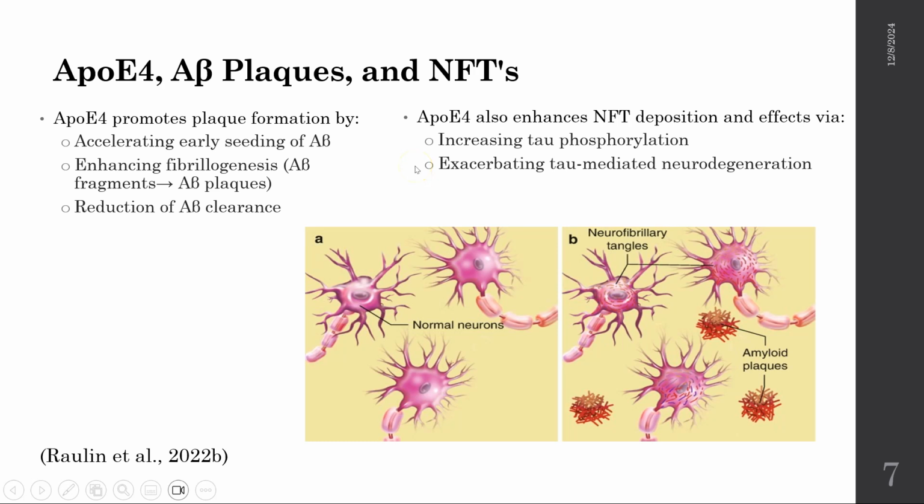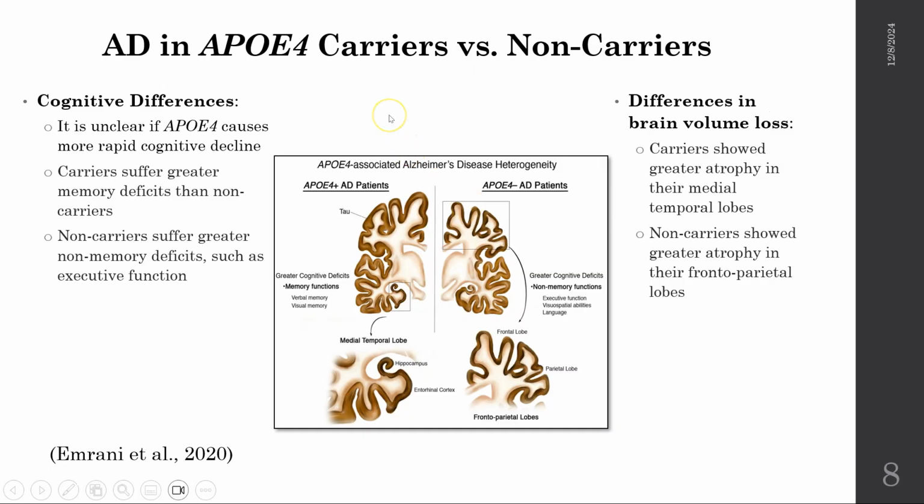It also exacerbates tau-mediated neurodegeneration, which are the negative effects that the tangles have on the neurons that eventually lead to cell death. So APOE4 as a whole does increase the risk for developing Alzheimer's. It is currently unclear if APOE4 causes more rapid cognitive decline, but the general consensus is that Alzheimer's patients with or without APOE4 tend to have a similar rate of cognitive decline.